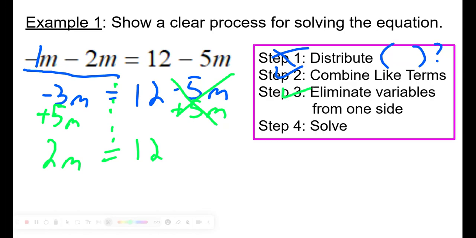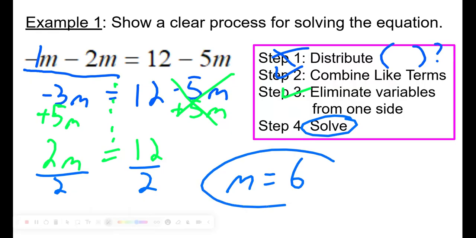Okay, I've got variables on one side, integers over here. Step 4, solve. Great. Good instructions. M times 2 equals 12. I'm going to do the opposite operation. Divide by 2. 12 divided by 2 is 6. M equals 6. I have solved one multi-step equation. All right, let's go to another example.